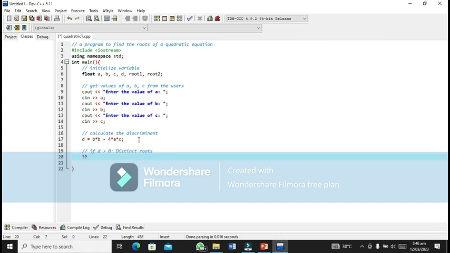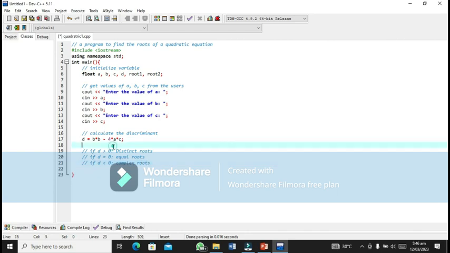And if we have D equal to 0, we have equal roots. And finally, if D is less than 0, then we know this is going to give us complex roots.